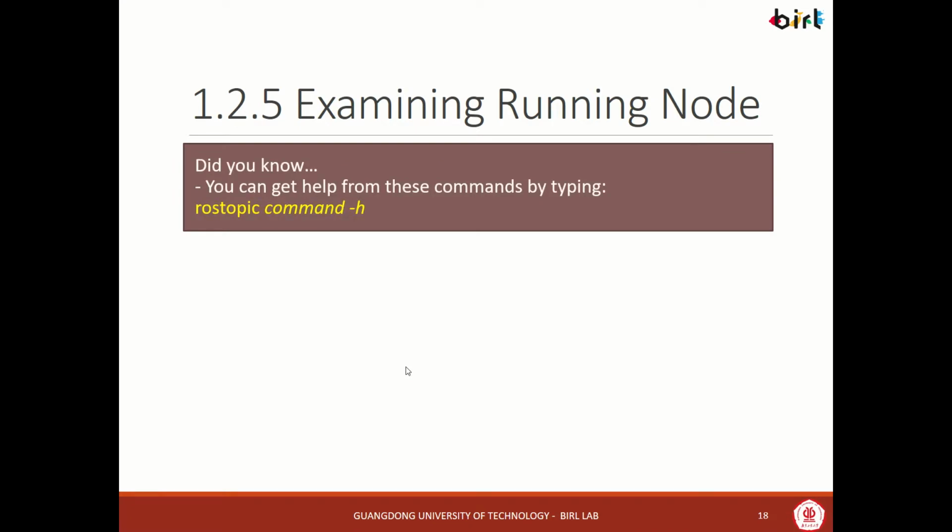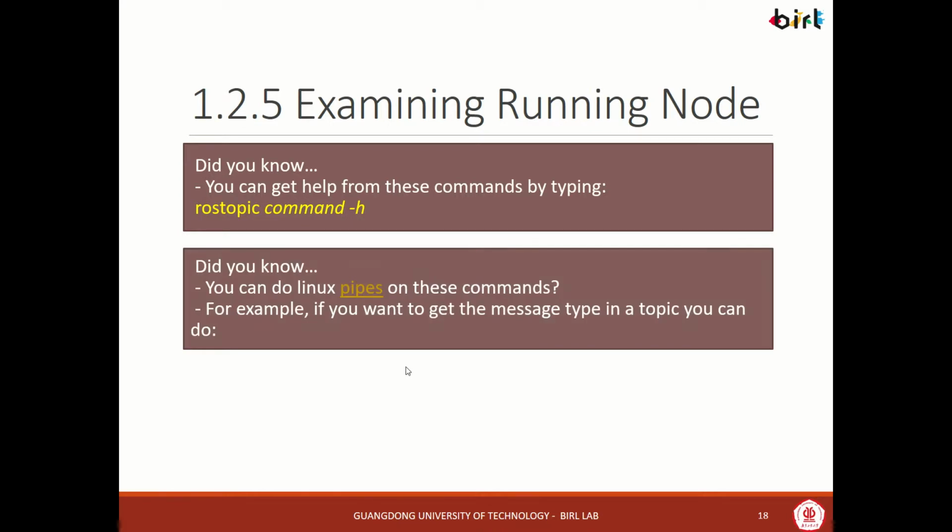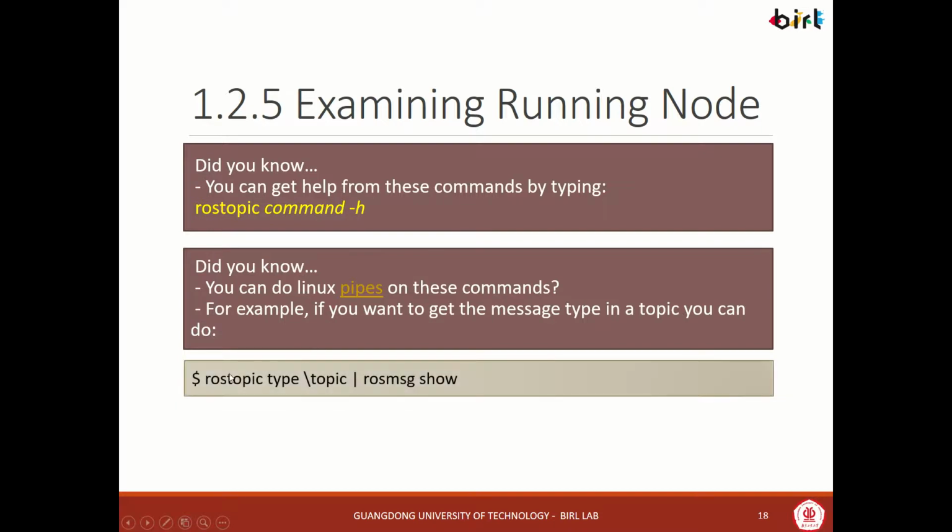Okay, did you know? Remember that you can use -h to get some extra information. And you can also do Linux pipes on these commands to get something more interesting. Let's say you want to get the message type in a topic. What can we do? We could say ROS topic type for this topic, and then ROS message show. Let's see how that works together.